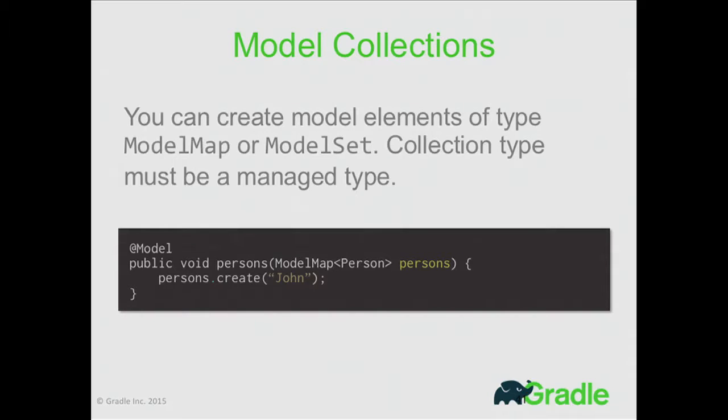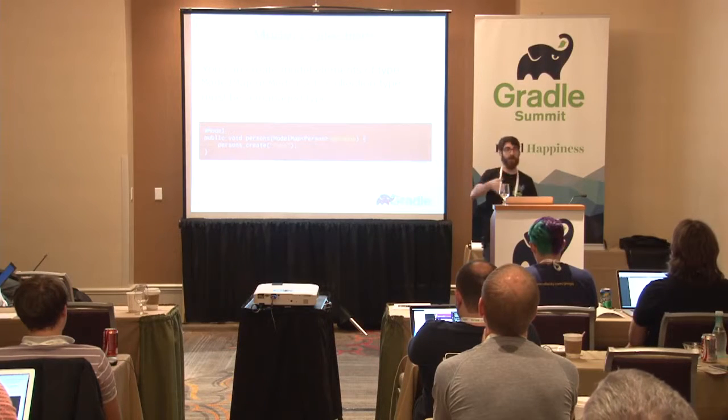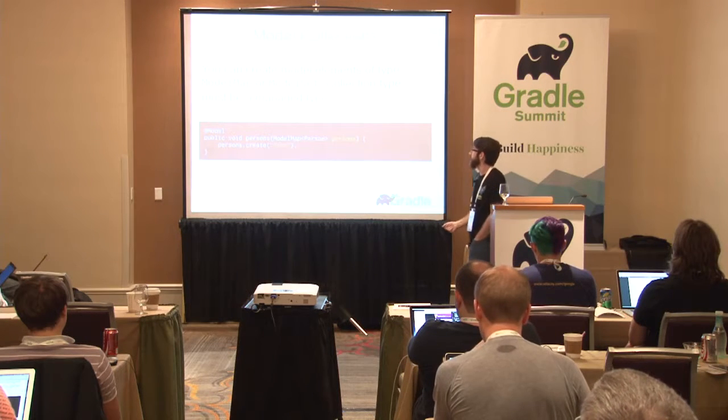So you can create model elements of type model map or model set. But the collection type, basically, the generic type argument you pass, must be of a managed type. Right? So in this case, we've redefined our person type to be a managed type. And now instead of saying I'm going to add a new thing called person, more than likely, a more realistic use case would be I would add a root model element called persons, and it's going to be a collection of these things, right? And then my build script is going to configure one or more of these new types of things that are some new element as part of my new domain, right?